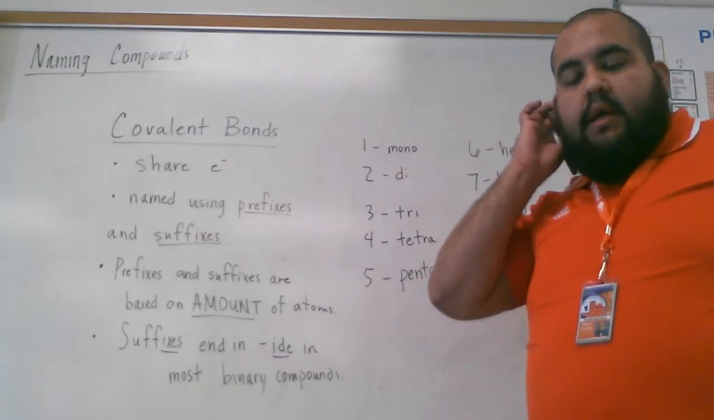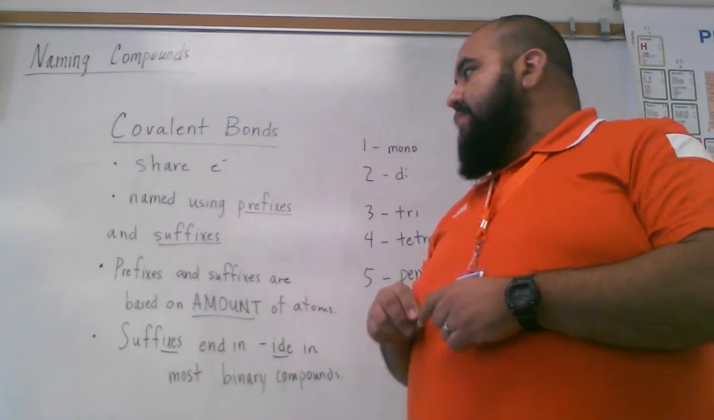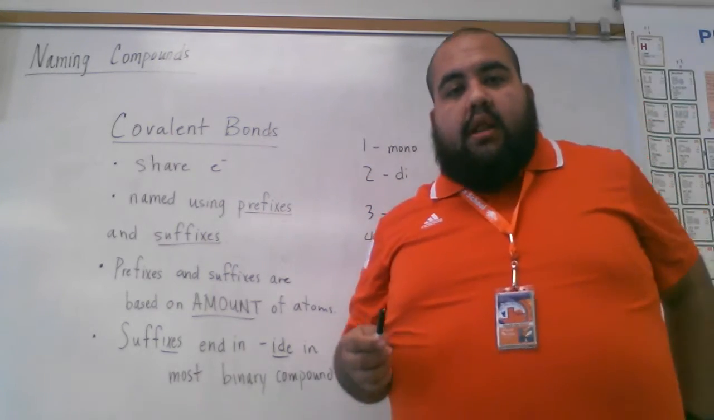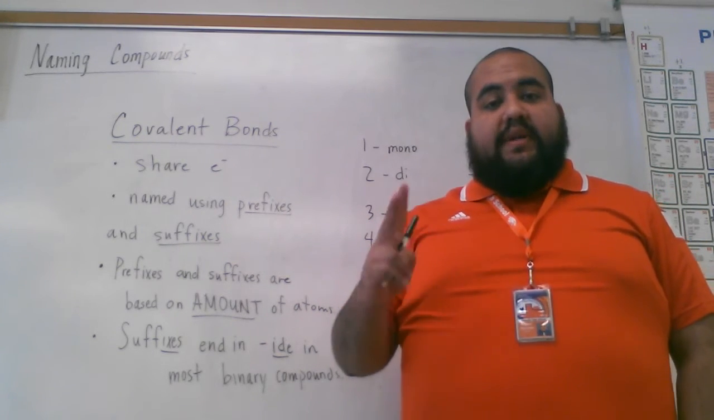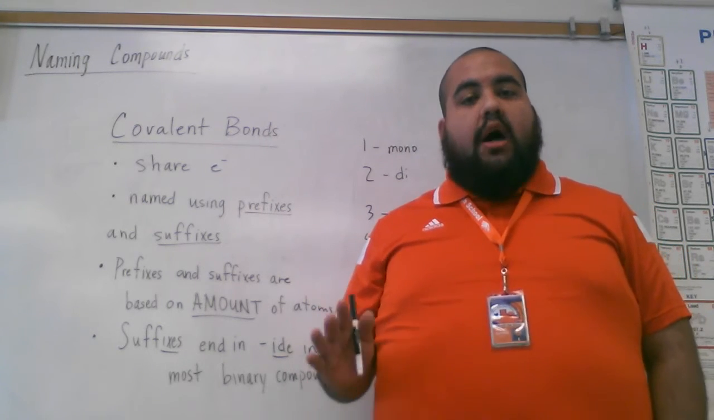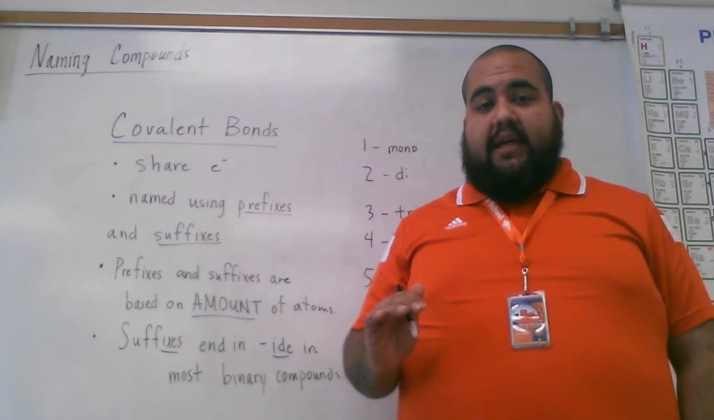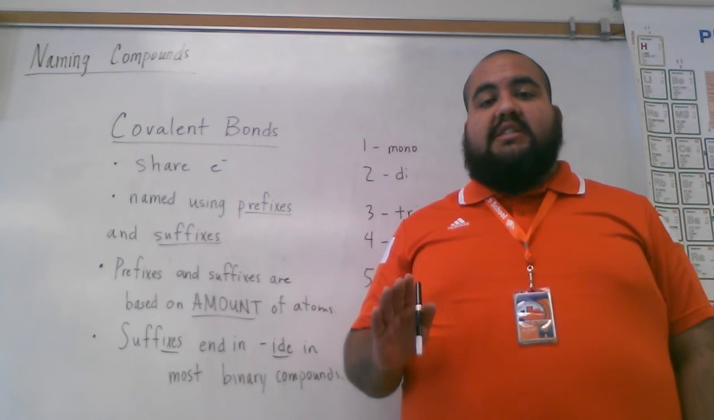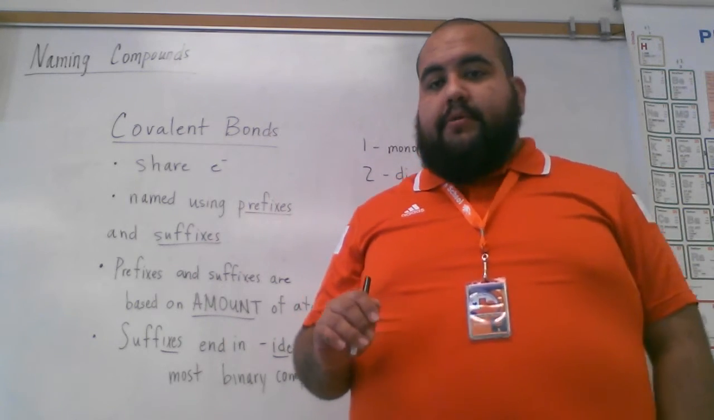All right, welcome back. So now we've already talked about ionic bonding, and now we're going to talk about covalent bonding. As you recall in class, covalent bonding is the bonding between two nonmetals. Covalent bonding also happens in compounds called polyatomics, but we are not going to discuss those at this time. Just remember that they do happen.